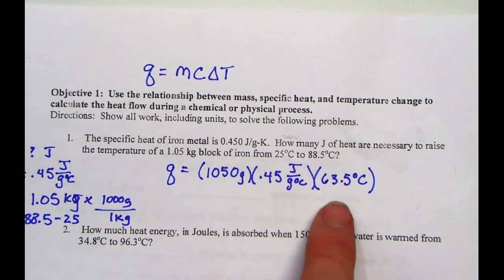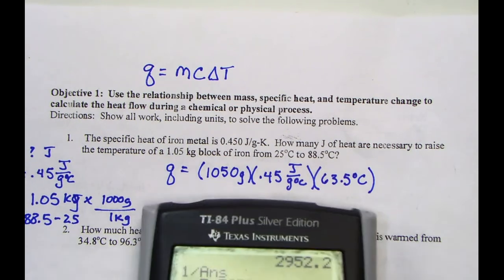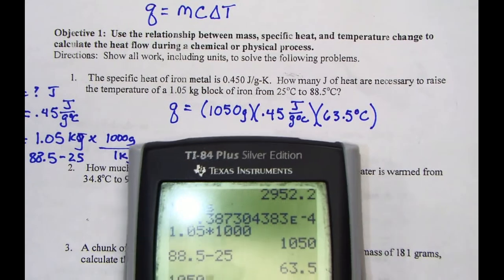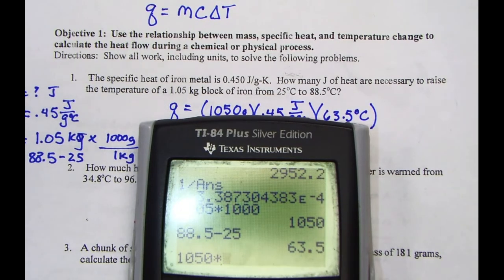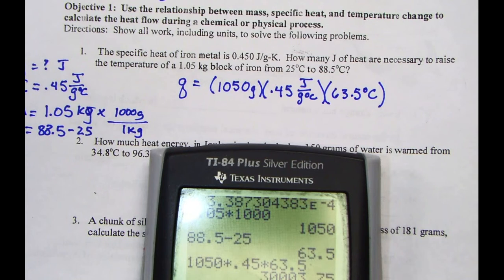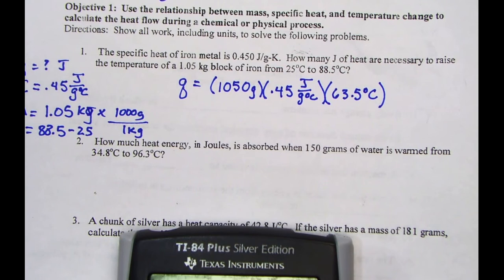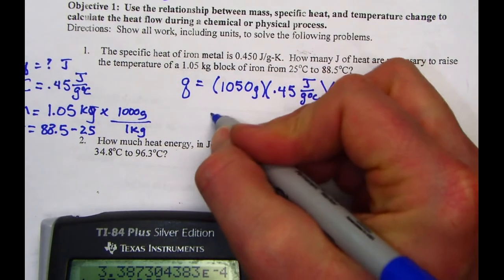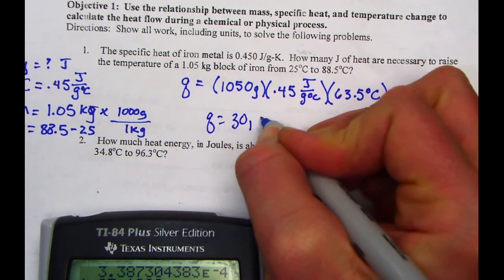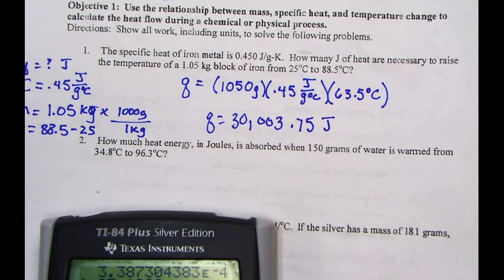M times C times delta T shows us heat energy measured in joules. Hitting this on our calculator, 1050 times 0.45 times 63.5, and I'm showing a value of 30,003.75 joules. Q is 30,003.75 joules of energy.